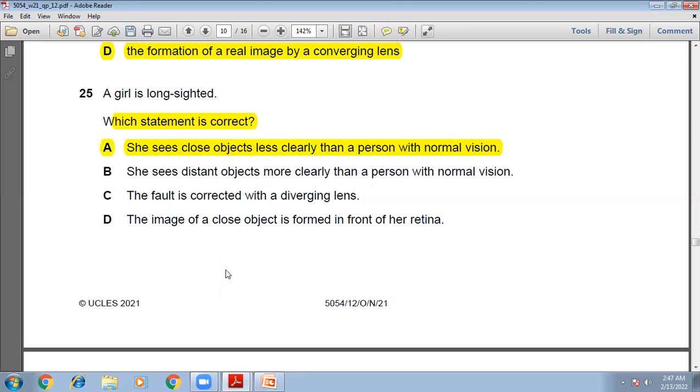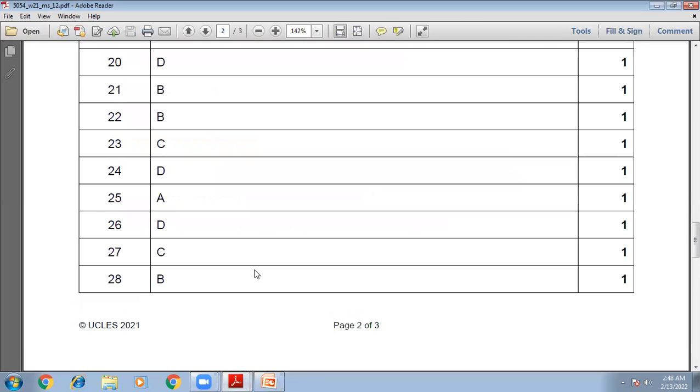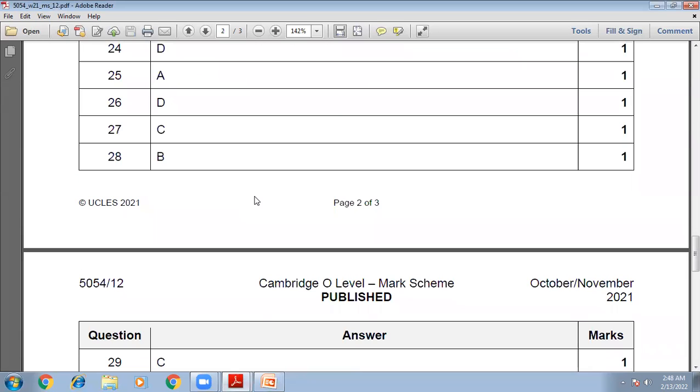The fault is corrected with a diverging lens? That's wrong. The fault is corrected by using a converging lens. The long-sighted people, their eye correction is done with the converging lens. The image of the close object is formed in front of her retina? That's wrong. So A is the best option. Question number 25, A is the right option. Yes, that's the right option.